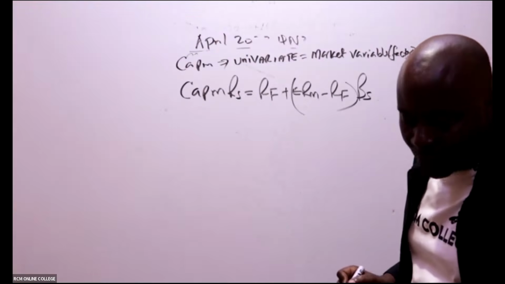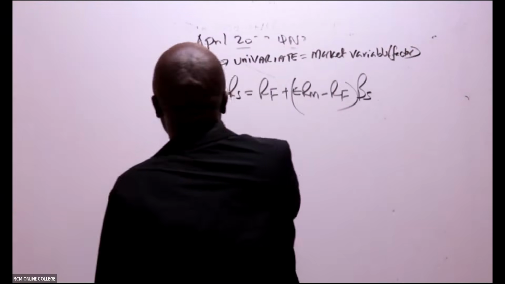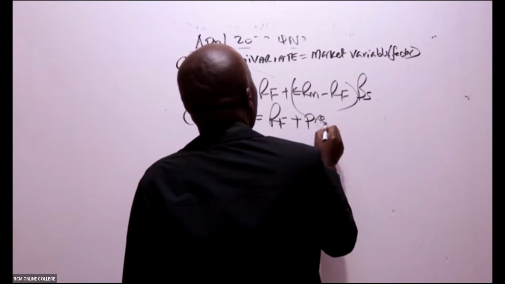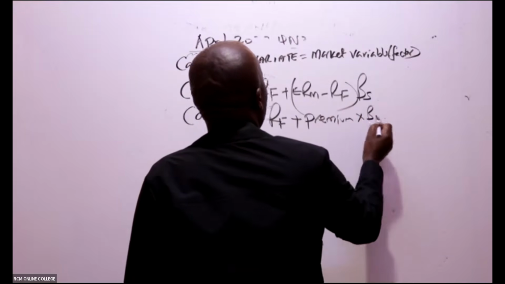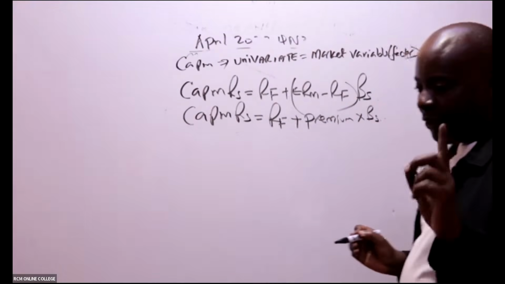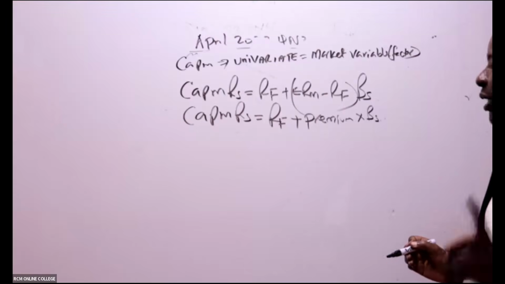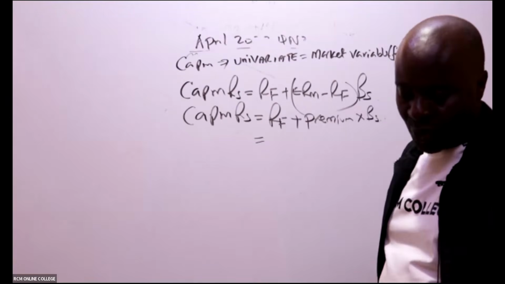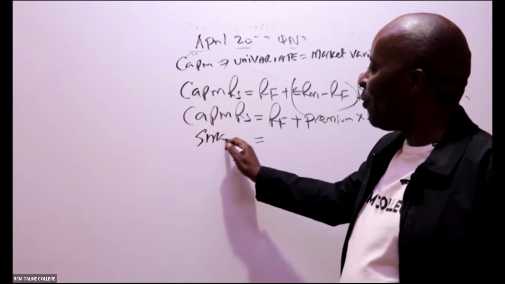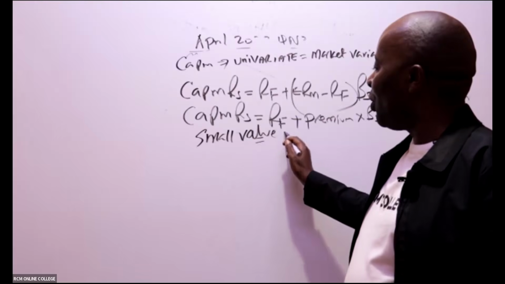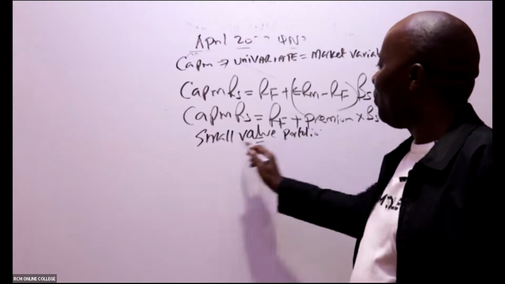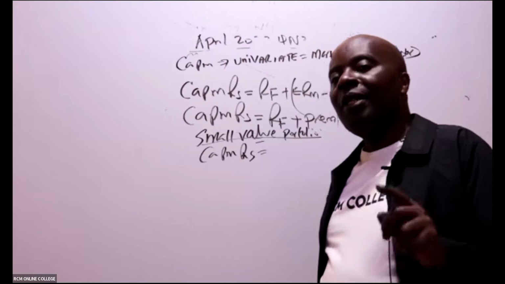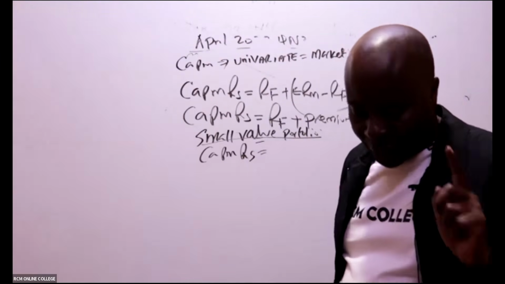But again, remember, this is a situation where they have given us the premium. So when they give us the premium, my CAPM returns will be risk-free plus premium multiplied by beta. Remember, if the premium is given, don't subtract. So the risk-free that we have here for the small value portfolio, then my CAPM returns, I will forget about the many factors. The only factor that I'll consider is the market factor.